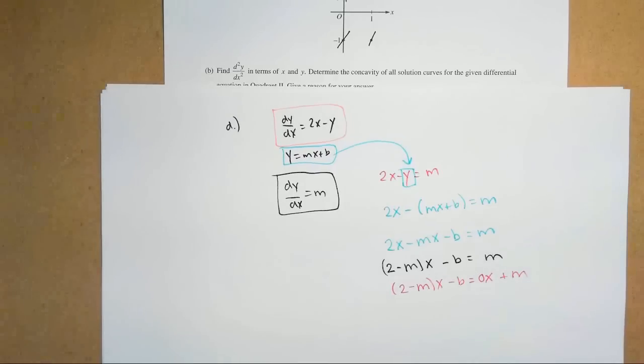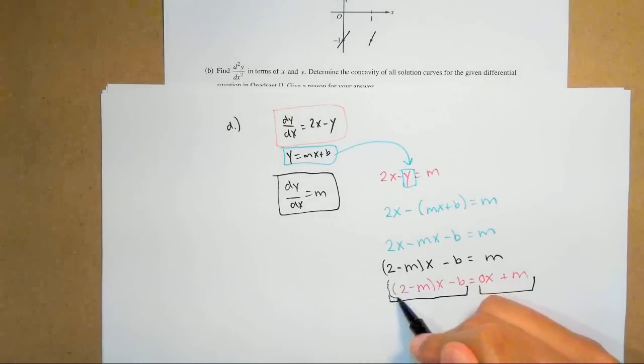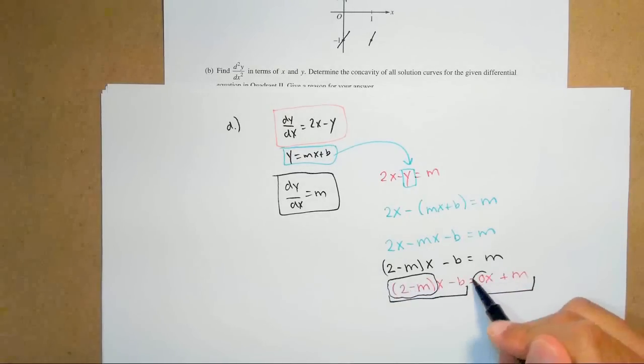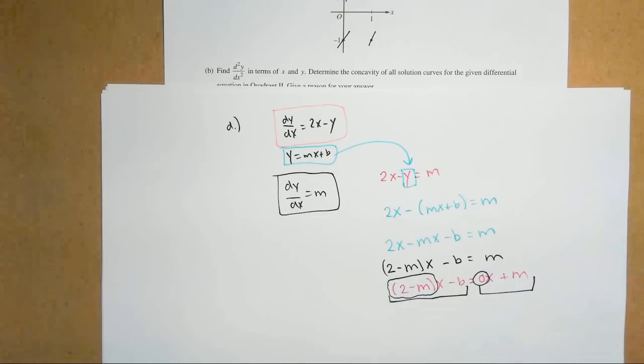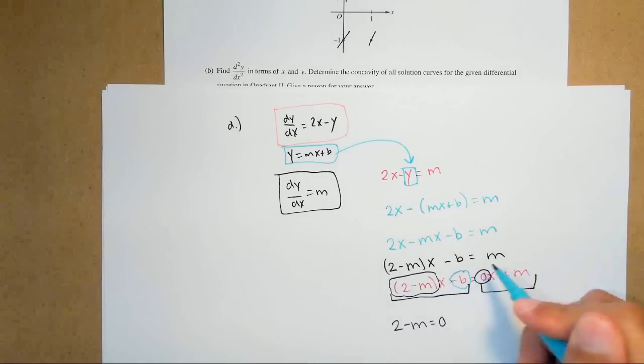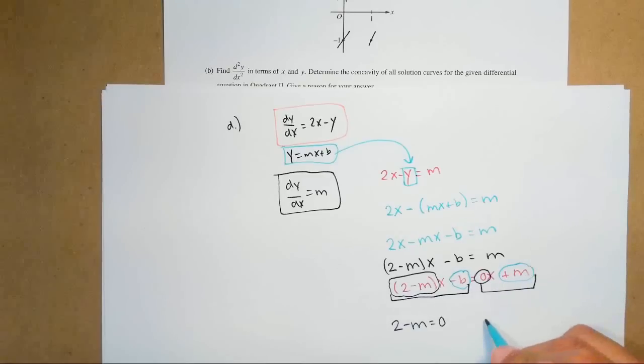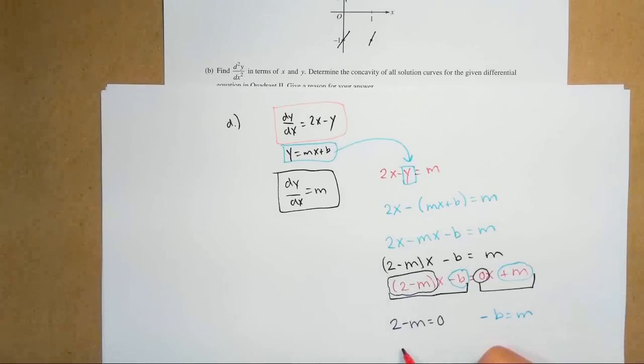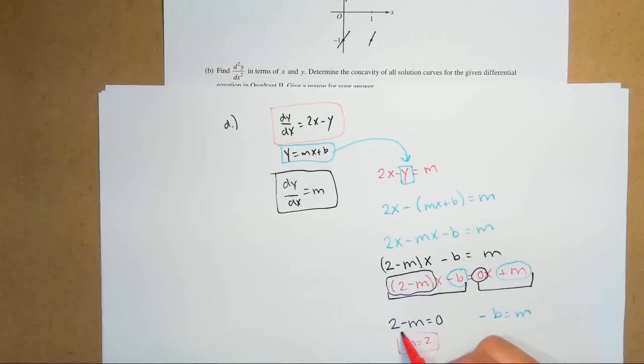So if this left side is equal to this right side, that technically means, and hopefully you stay with me, that 2 minus m is equal to 0. So then I'm going to write that out. 2 minus m is equal to 0, but also minus b is equal to m. And I'm going to put that over here. Minus b is equal to m. And I'm going to ask myself, okay, which one's easier to solve for? Hopefully you said this one. If I go ahead and solve for this one, I'm going to get m is equal to 2. Perfect. Now I have m is equal to 2.